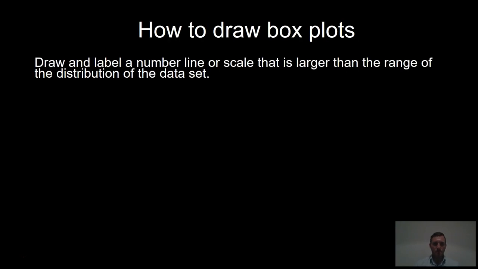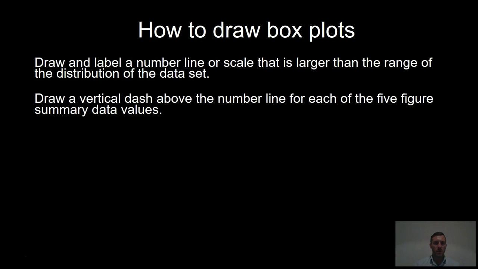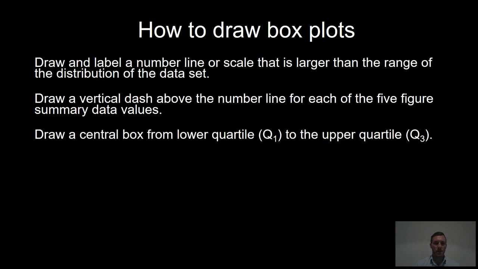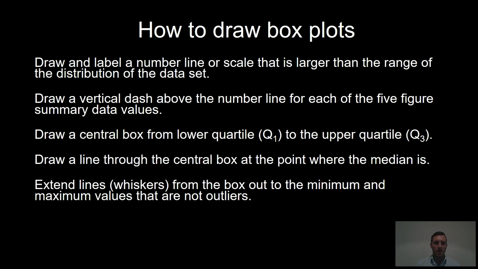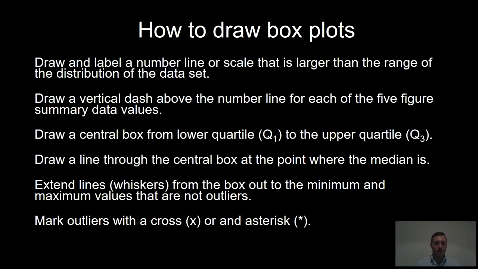Let's look at how to draw a box plot. First, we draw and label a number line or scale that is larger than the range or distribution of the dataset. Then we draw a vertical dash above the number line or scale for each of the 5-figure summary data values. Then we draw a central box from the lower quartile or Q1 to the upper quartile, Q3. And then we draw a line through the central box at a point where the median is. Then we extend lines from the box out to the minimum and to the maximum on either side, excluding any outliers. And last of all, we mark any outliers with a cross or an asterisk.